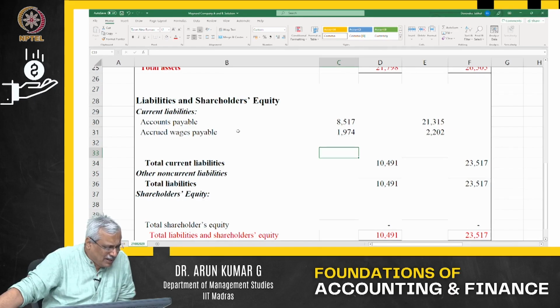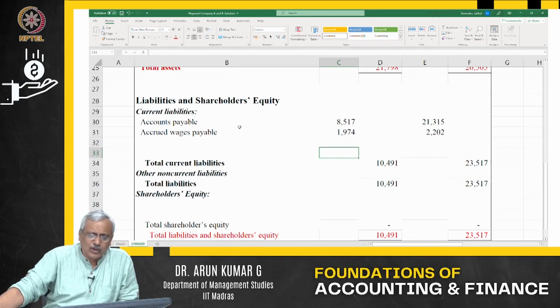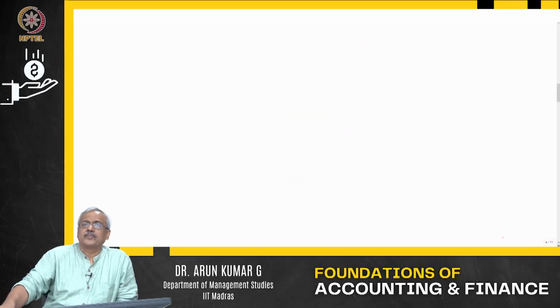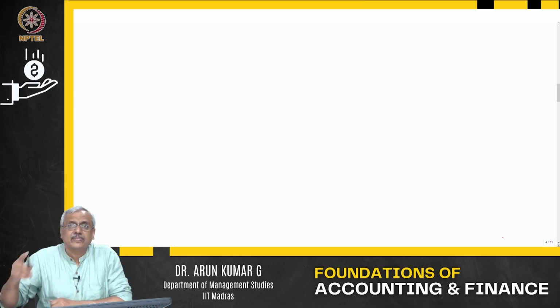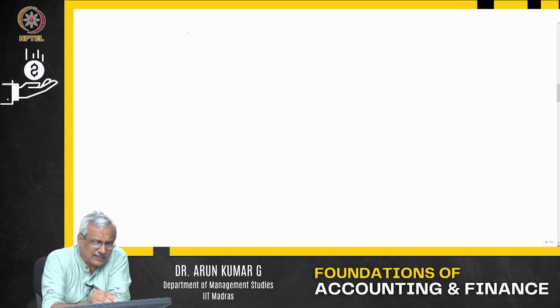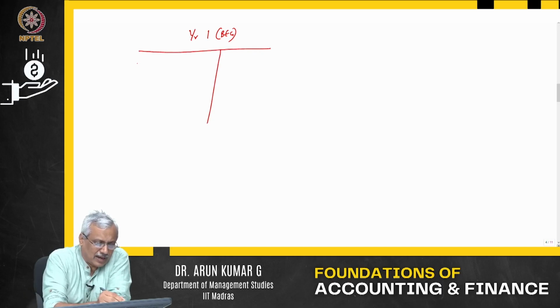Next we say accumulated depreciation on building, accumulated depreciation on equipment, etc. Now what is this accumulated depreciation? Let me go back and explain in this case. Let us take for example, year 1, beginning of the year 1. I prepare a balance sheet. I have a building worth about 10 lakhs. This is building at cost.